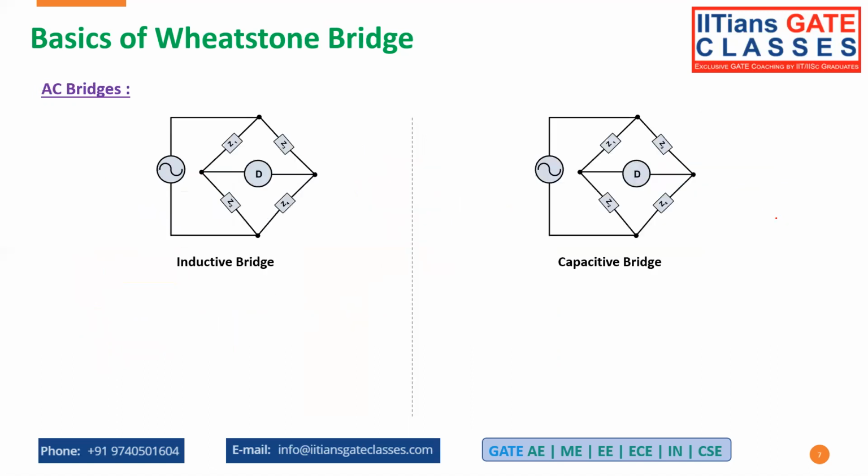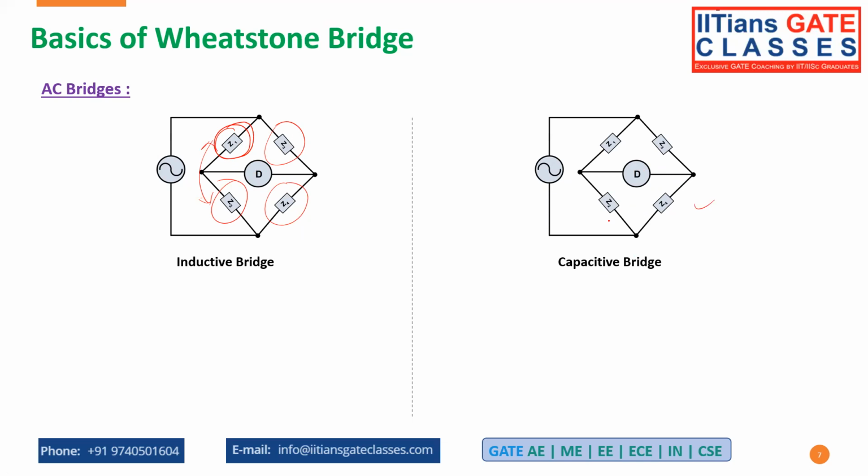Similarly, we could have types of AC bridges. The first one is going to be inductive bridges, and the next one is going to be capacitive bridges. Here we can use our inductive sensors. If you are using one of the arms as the inductive sensor, then it's going to be quarter bridge. If you use two of the arms, then it's going to be half bridge. If you're using four, then that's going to be full bridge. Similarly, you could have capacitive bridges also.